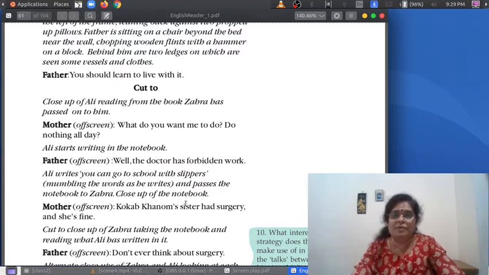Close-up of the notebook. When we say close-up of the notebook, only the notebook is seen.